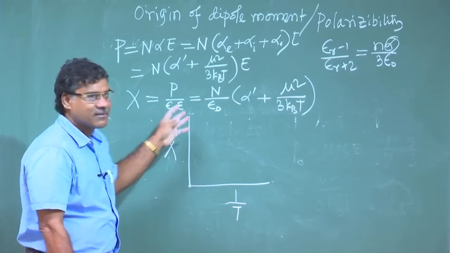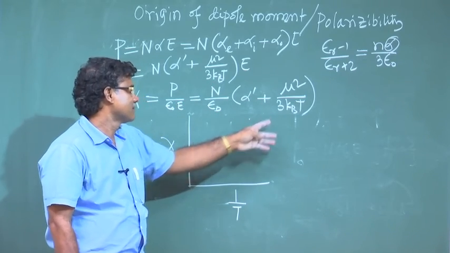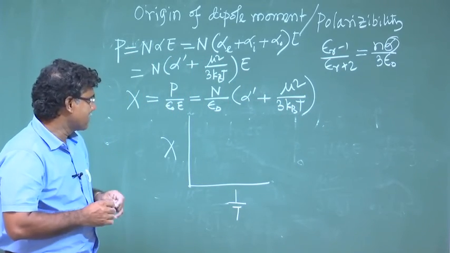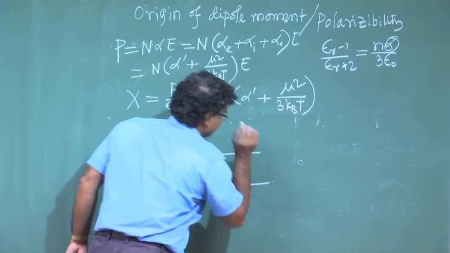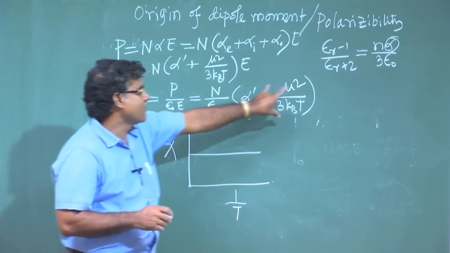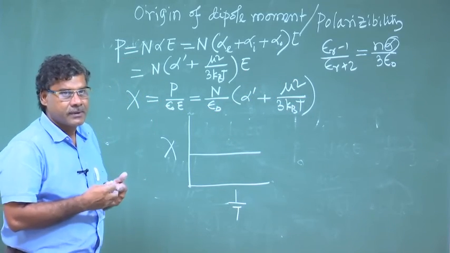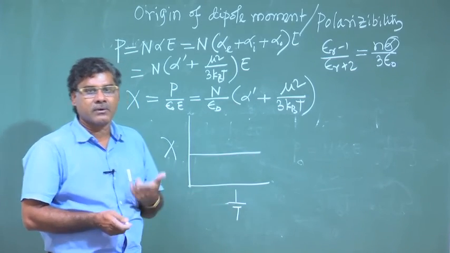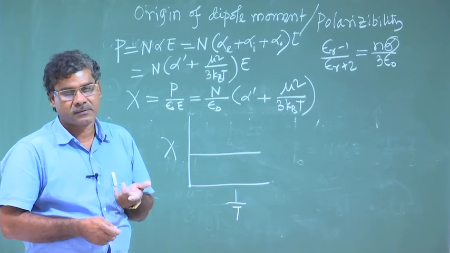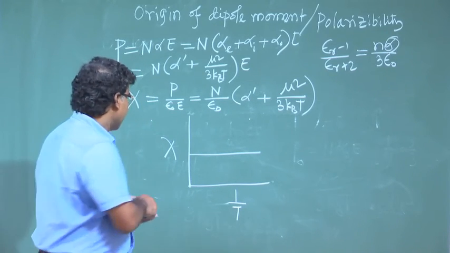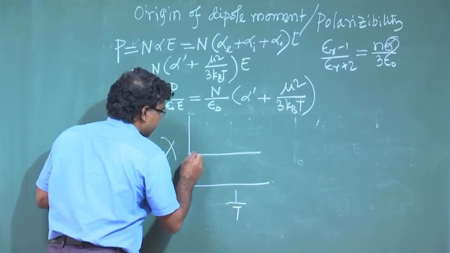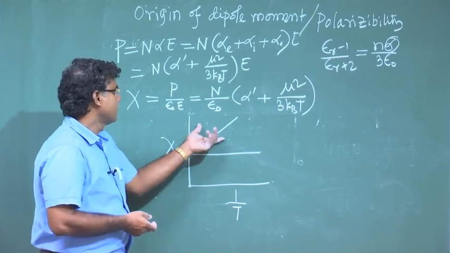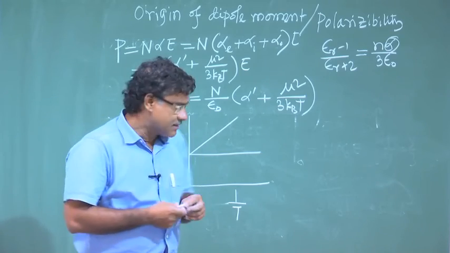In case of a non-polar material, this contribution will be independent of temperature, so I should get this type of curve, because this part will not be there. If you do an experiment on a dielectric material and get a curve like this, you can conclude that the material is non-polar. If you get a curve like this, then you will tell that it is a polar material.